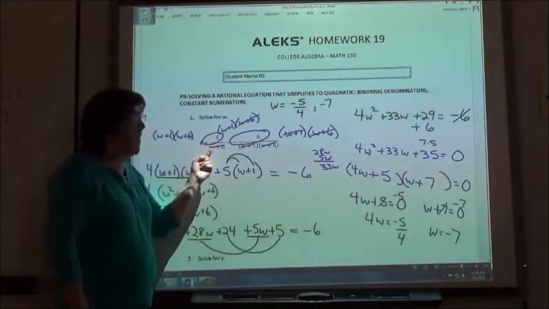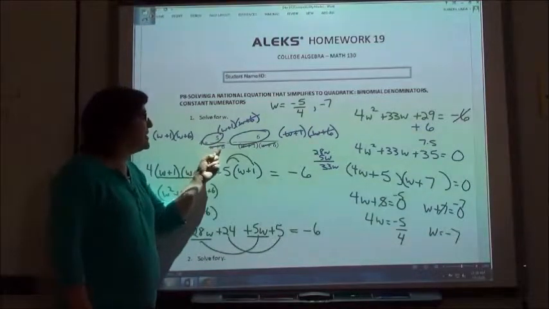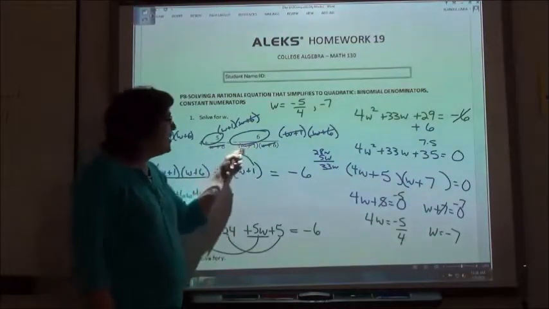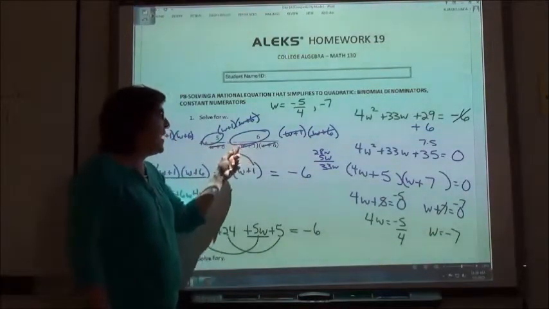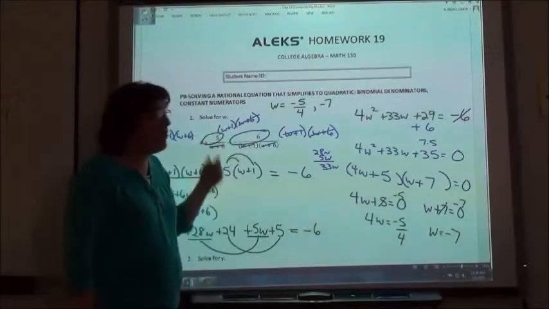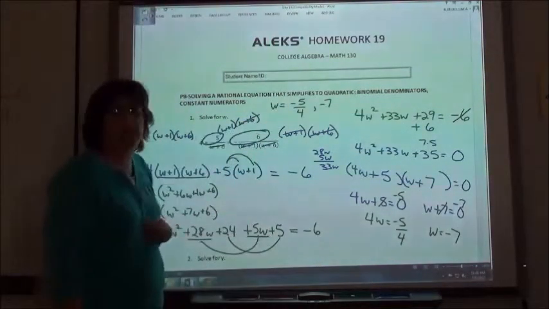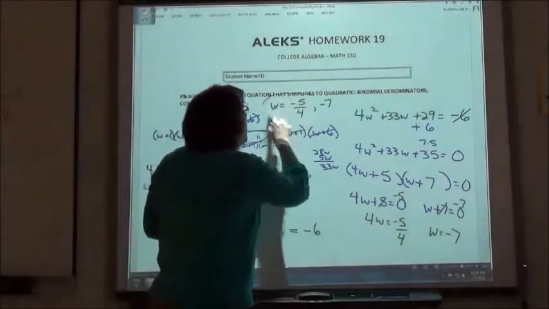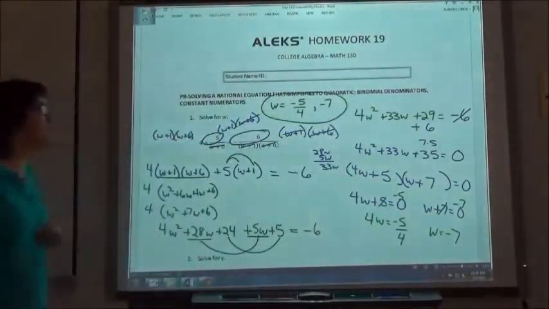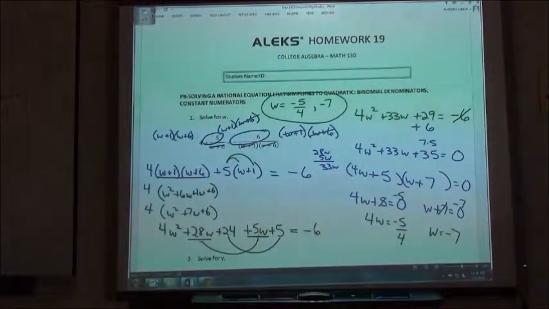I couldn't have a negative 6. Negative 6 plus 6 is 0. And I couldn't have a negative 1. Negative 1 plus 1 is 0. So since I didn't get a negative 6 or negative 1 answer, both of these answers should be correct. And so negative 5/4 and negative 7 would be my two answers.